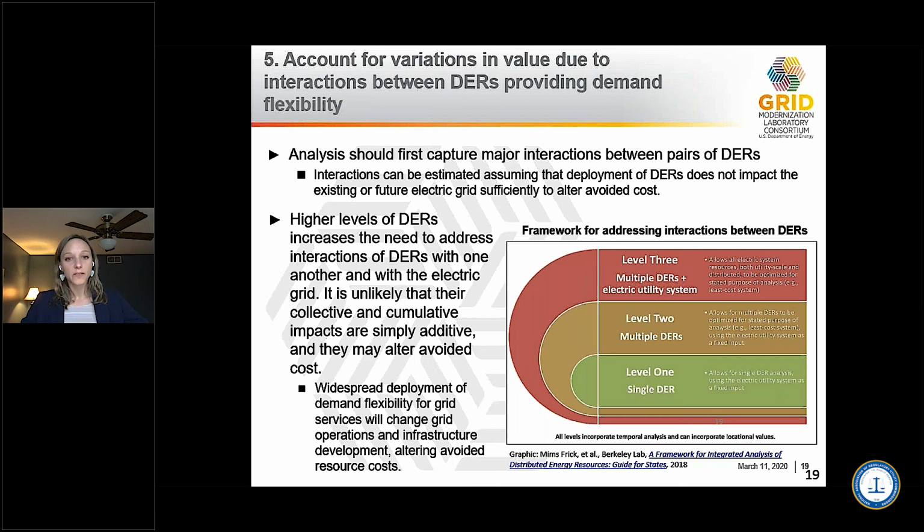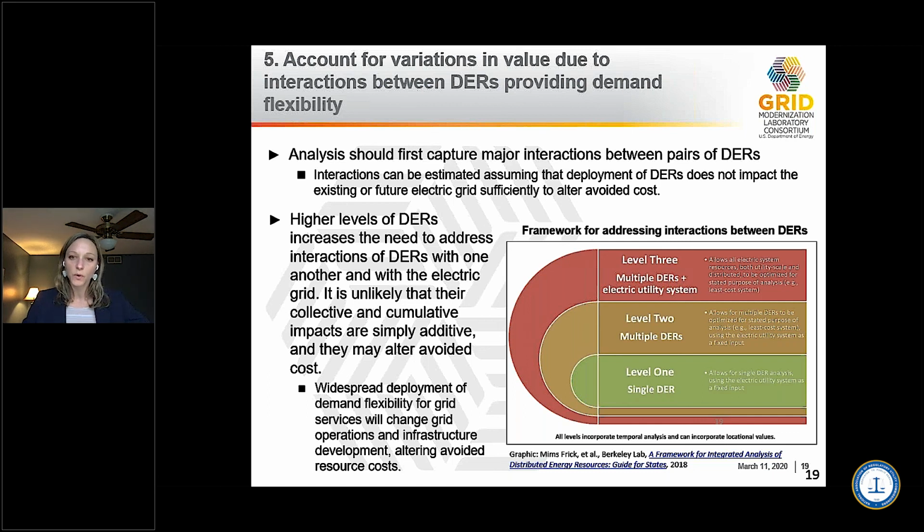And as more demand flexibility comes online, it's going to be more important to think about how the DERs, when they're combined, are going to change the way that the impacts are resulting, and use those estimates for planning, for valuation, and also for cost effectiveness screening. The image on the right side of the slide is from a report from Berkeley Lab that the link is there for.